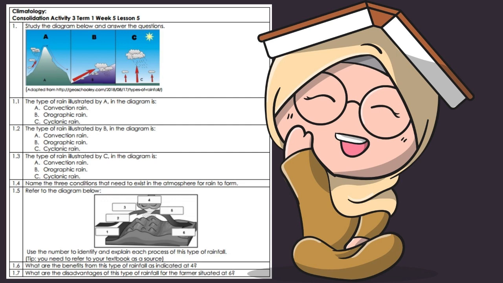1.5 Refer to the diagram below. Use the number to identify and explain each process of this type of rainfall. Tip: you need to refer to your textbook as a source. 1.6 What are the benefits from this type of rainfall as indicated at 4? 1.7 What are the disadvantages of this type of rainfall for the farmer situated at 6?